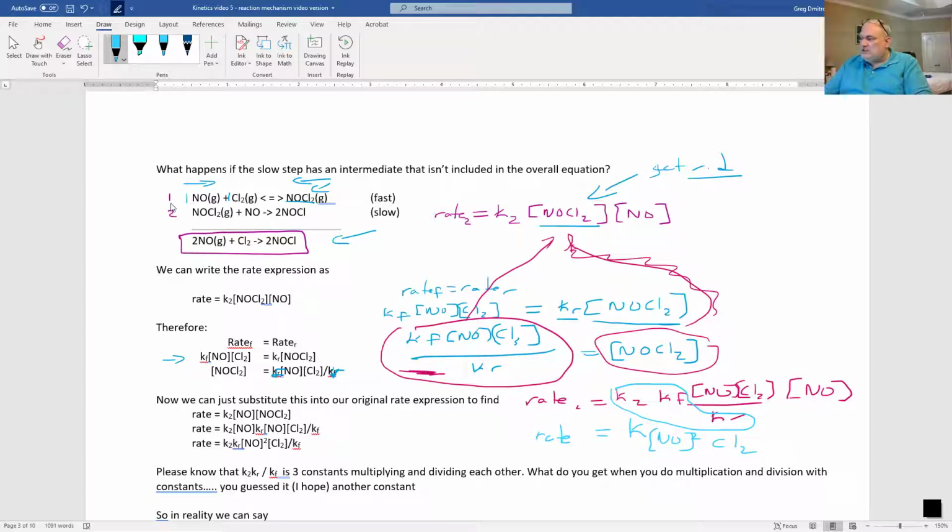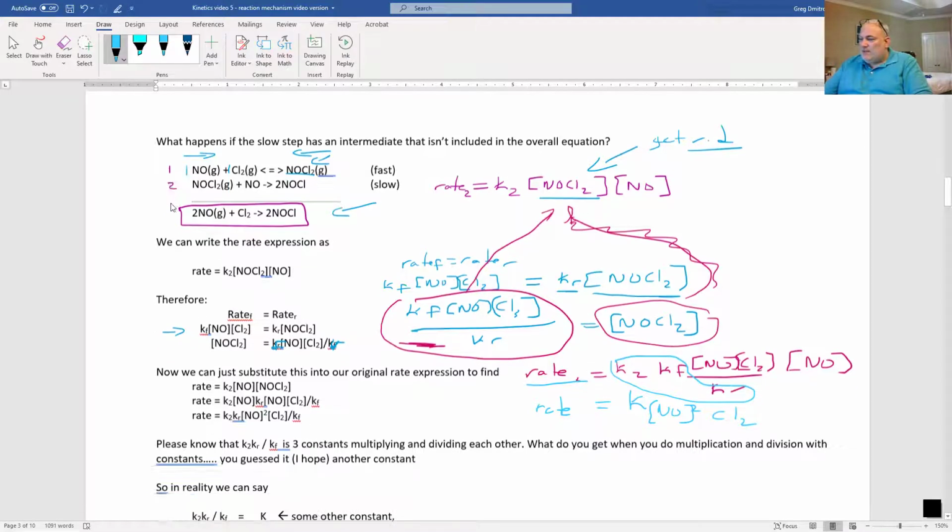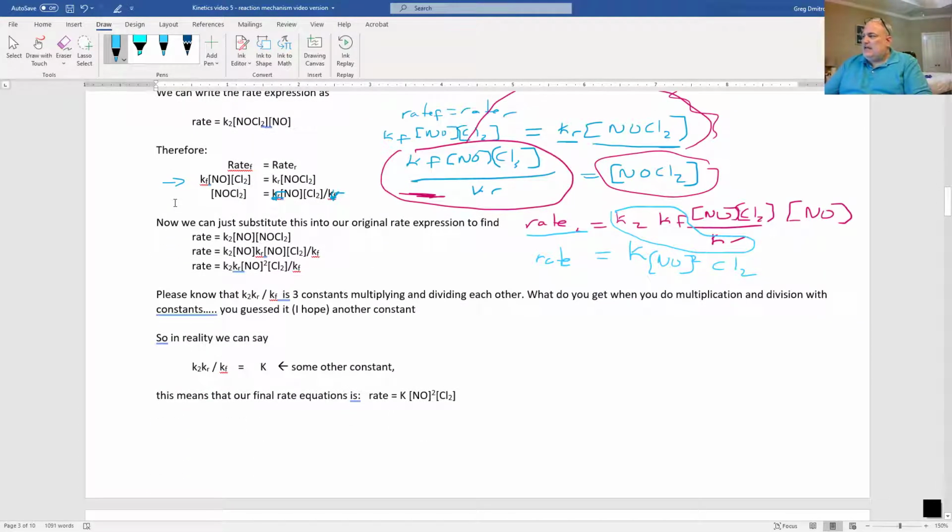So rate 2 is the rate law equation, so we can now call it our overall rate of the equation. If you see how it's written over here, I kind of explained it. I said K2, Kr, whatever. It's just three constants multiplying and dividing each other. That's what I did with this little circle over here. And you get another constant, K. That means that our final equation is this. So this right here is this right here.